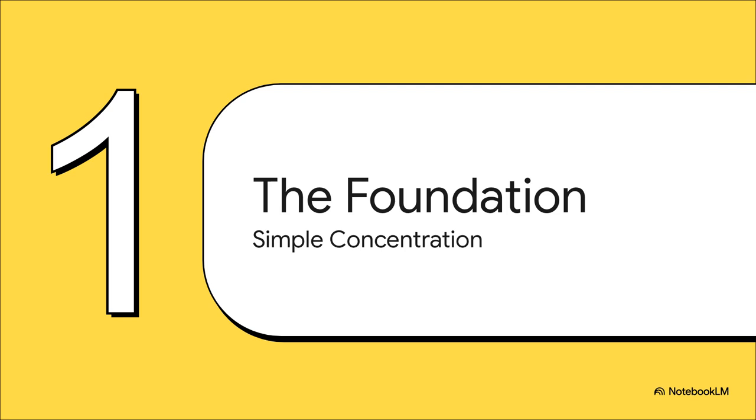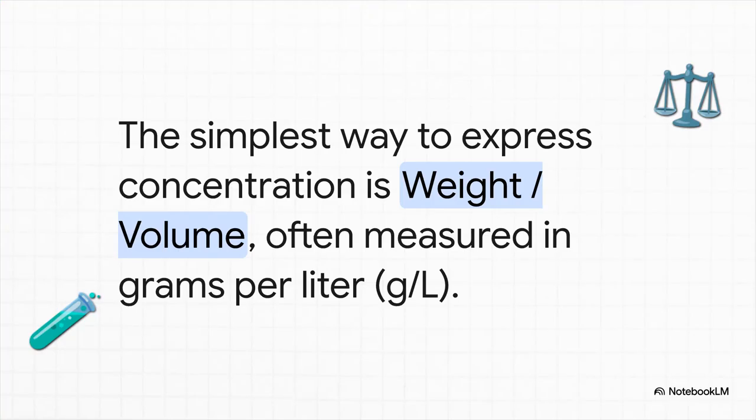Okay, so let's start with the absolute foundation. This is the simplest, most direct way to think about concentration, and everything else we learn today is going to build right on top of this. At its heart, concentration is really just this: how much stuff is in a certain amount of liquid. Or, more scientifically, it's weight divided by volume. We're just looking at how many grams of something are dissolved in a specific amount of solution. The standard unit you'll see for this is grams per liter, which we write as g/L.